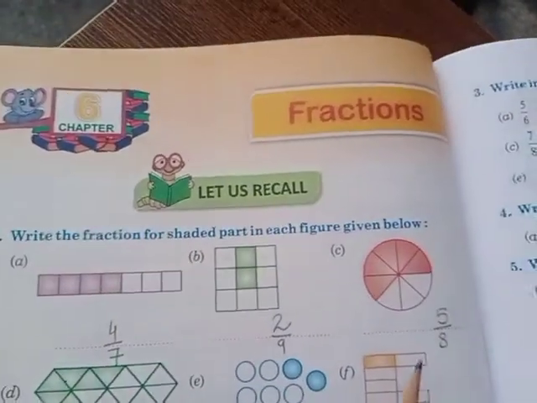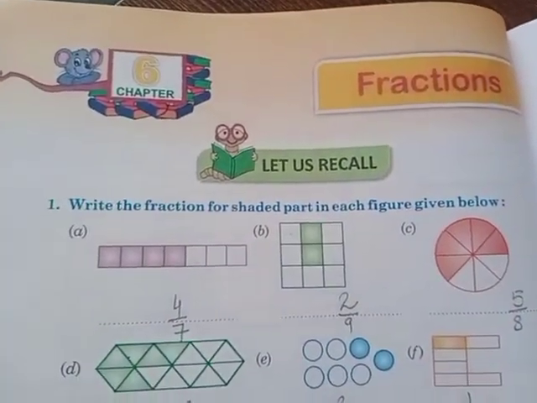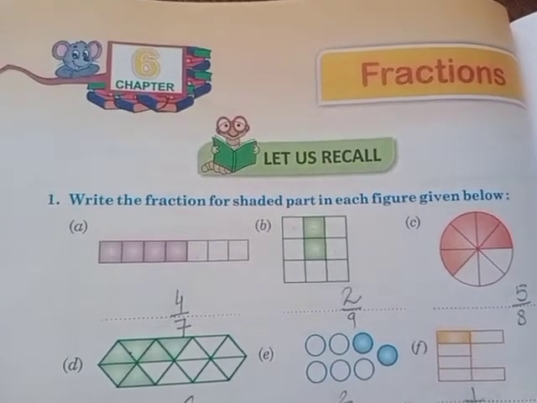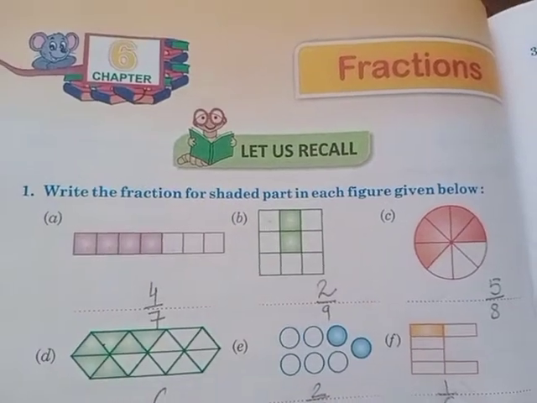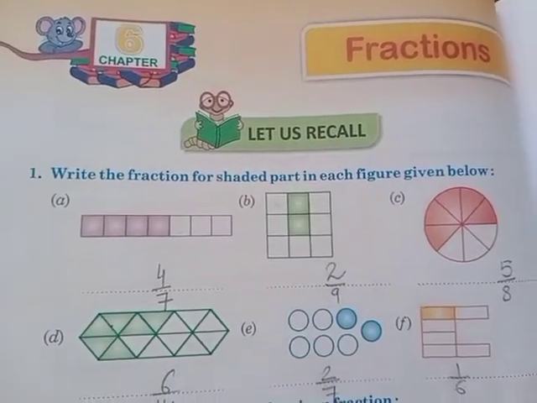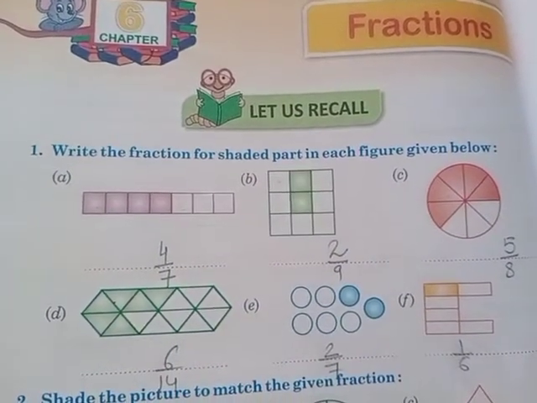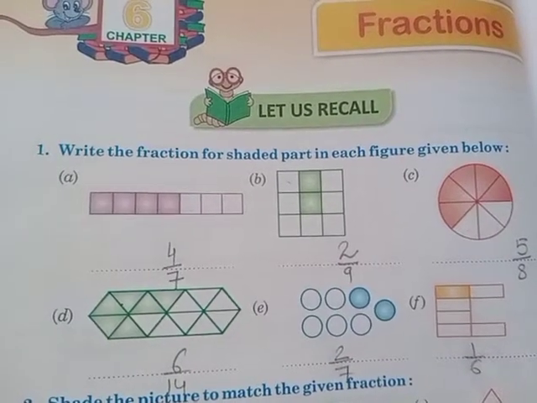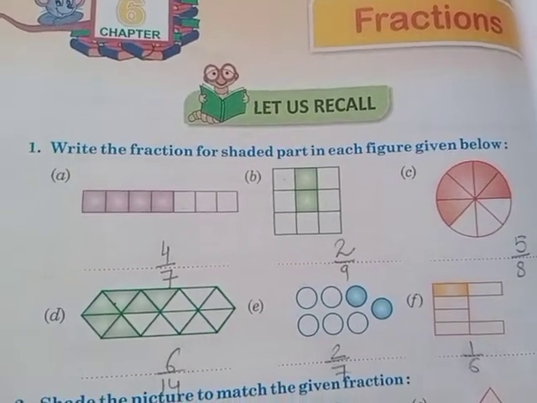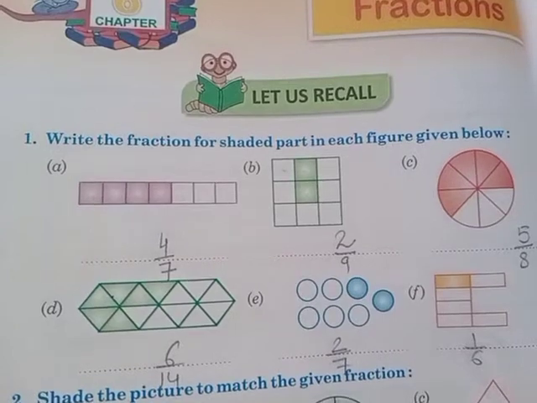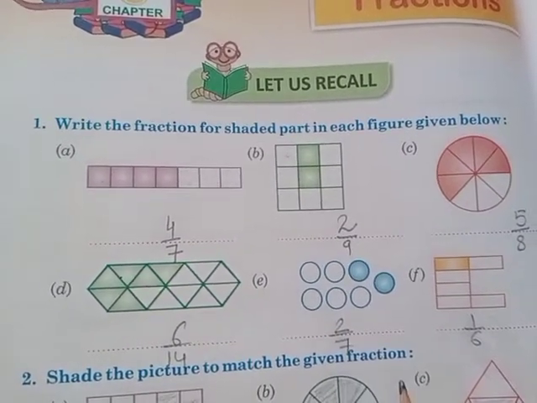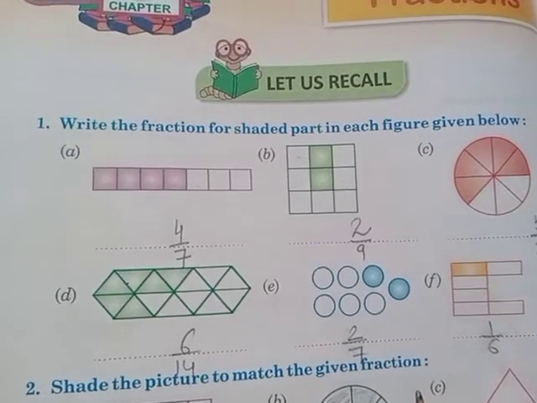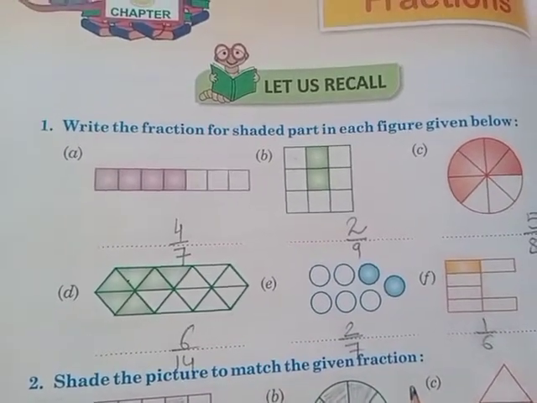So today we are going to start our next chapter of second term, that is chapter number 6, fractions. So what is a fraction? You all know very well. Fraction is a part of a whole thing. If we divide a complete thing into equal parts, then each part can be written as a fractional number, and a fractional number always has two parts. That means one is numerator and the other is denominator.